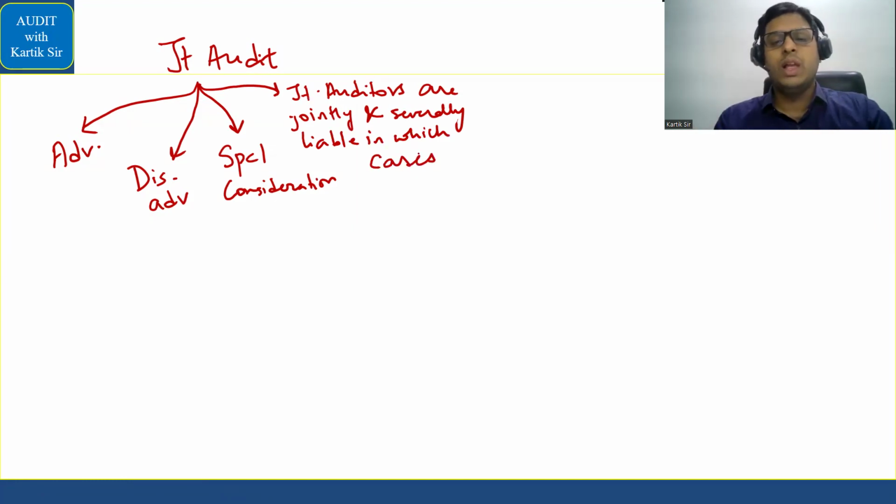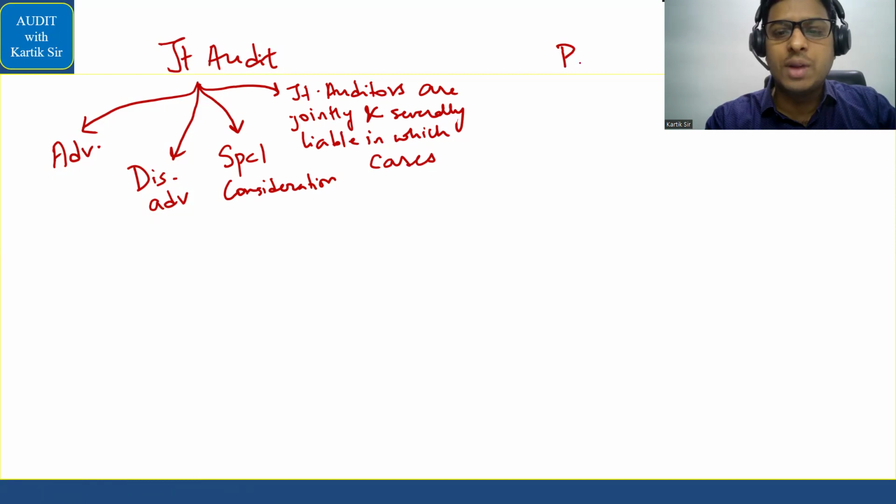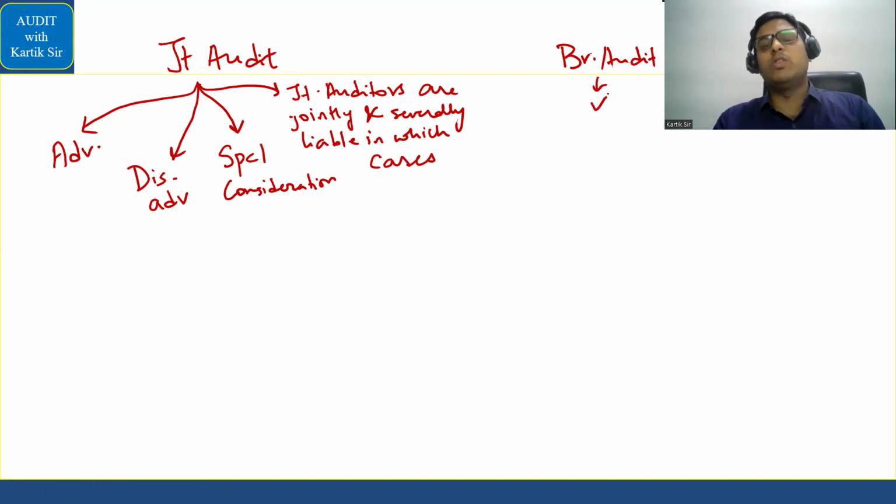This will do. Okay. Now after that, we have a very simple one called branch audit. Branch audit is a read area. You can just simply go through it. Very, very simple. And in branch audit, you have to simply just do a reading here. That is not a problem. Okay. Now in joint audit, you have to remember the advantages.